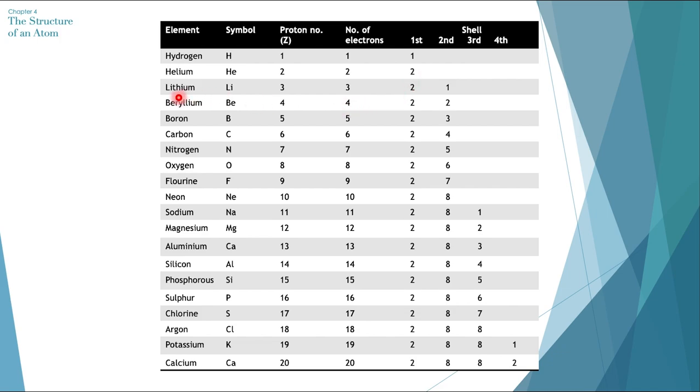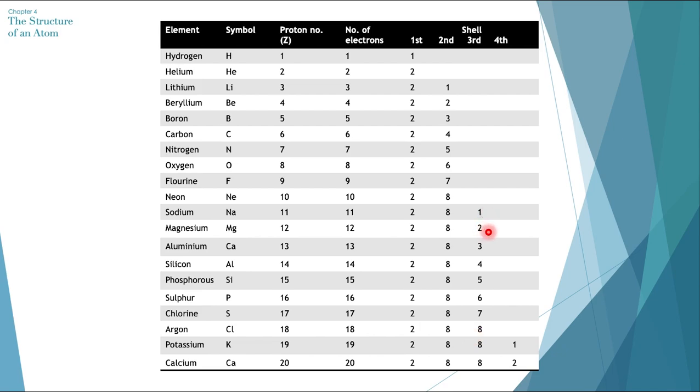Then beryllium, boron, they keep on adding more electrons in the second shell till neon. Neon's second shell gets filled with 8 electrons, and the second shell can hold up to only 8 electrons because it is an octet. Then the sodium atom, 1 electron goes into the third shell. The sodium atom, which has 11 electrons, has 2 in the first shell, 8 in the second, and 1 in the third. And then magnesium, aluminium, silicon, phosphorus, sulfur, chlorine, and argon, they keep on adding in the third shell.